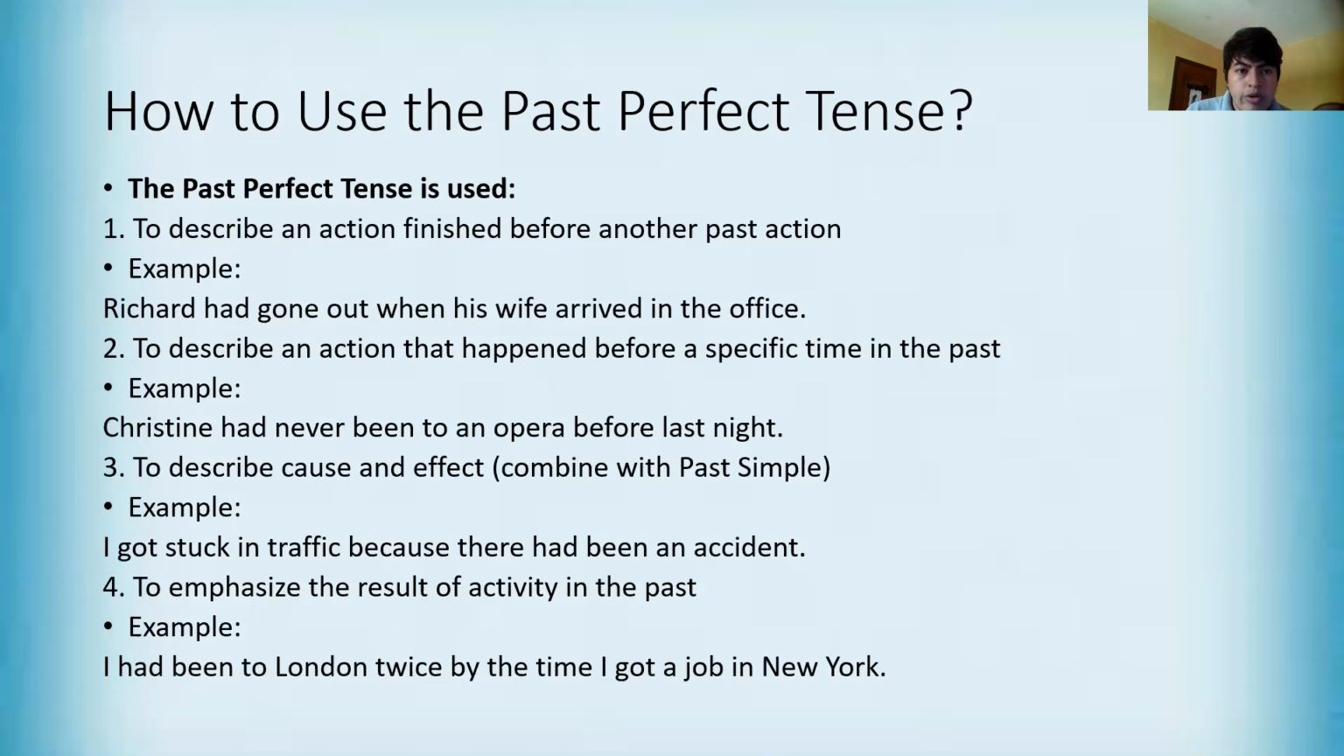So to review, we are going to see again what the past perfect tense is. Past perfect tense is used to describe an action finished before another past action. Also to describe an action that happened before a specific time in the past, and to describe cause and effect, combined with the past simple. And also to emphasize the result of activity in the past. Okay.